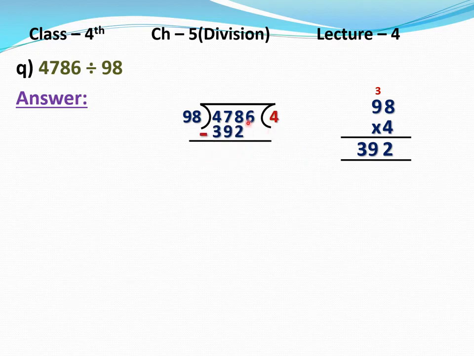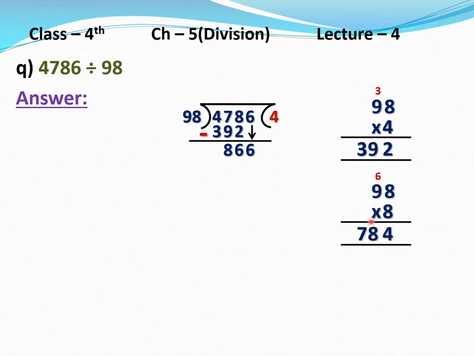Now we will do subtraction. 8 minus 2, 6, write 6 here. 7 minus 9, it is not possible, so we will take a borrow from this 4. So this 4 will become 3 and this 7 will become 17. 17 minus 9 is equal to 8. 3 minus 3, 0. Now we will take the next number, that is 6. The number will be 866. Now multiply 98 by a number so that it is equal to 866 or less than 866.